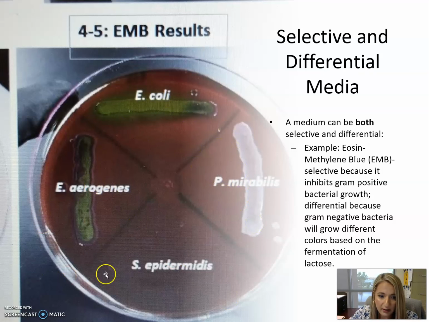So here, most of these are gram-negative bacteria. They've grown. Down here, this one's gram-positive, so it wasn't able to grow. But these ones are all gram-negative bacteria, so they have grown. But growth can occur different colors based on interaction with the media. So we have some metallic green growth, and then we have some kind of light pink growth here. And that typically tells us something about how they interact with the media. In this one specifically, it tells us about lactose fermentation. But just keep in mind, plates can be both selective and differential, and they can only allow some bacteria to grow, but those that grow will grow different colors.